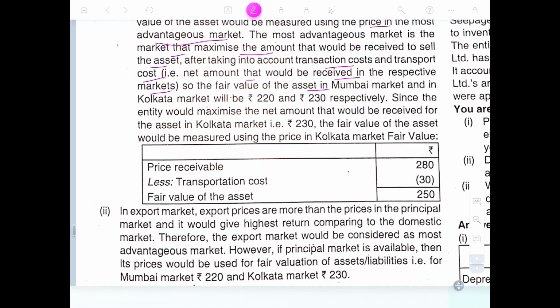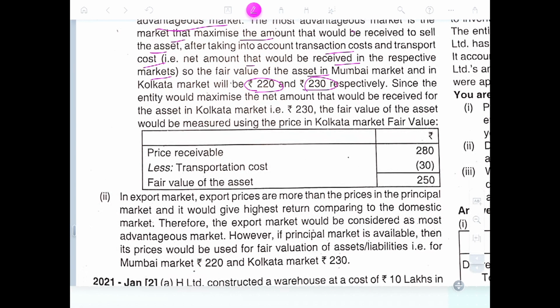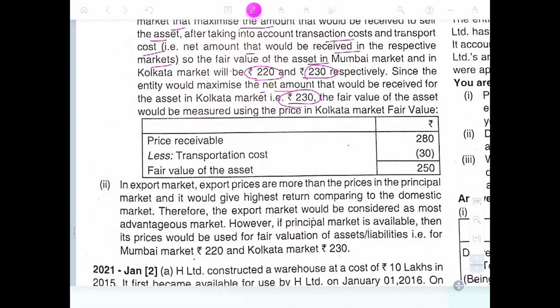So the fair value of the asset in the Mumbai and Kolkata markets is 220 and 230 respectively. Since the entity's maximum net amount is received in Kolkata, 230, the fair value is 230. In the export market, 280 minus 30, the fair value is 250.